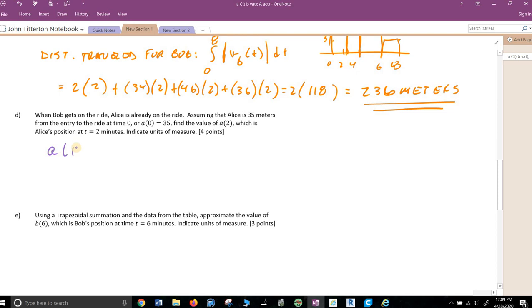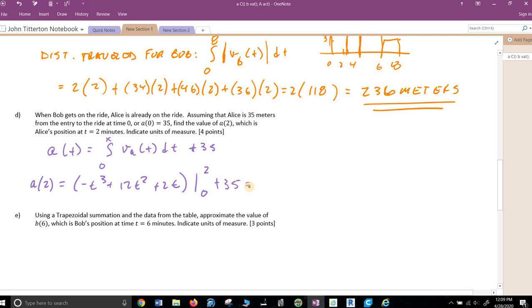So A of t, and I'll put in my 2 later, is the integral from 0 to x, dummy variable, of v Alice of t dt. And they gave me the time at 0, so I have to add 35. Integrate it, we get negative t to the third plus 12t squared plus 2t from 0 to 2. I guess actually if I had to do it again, I'll just do this, A of 2, that works. Plus 35. Don't have to worry about the 0, blast it out. You should get a total of 79 meters.